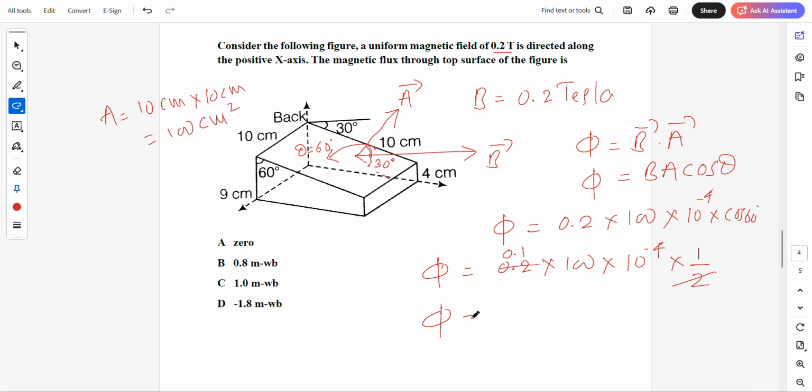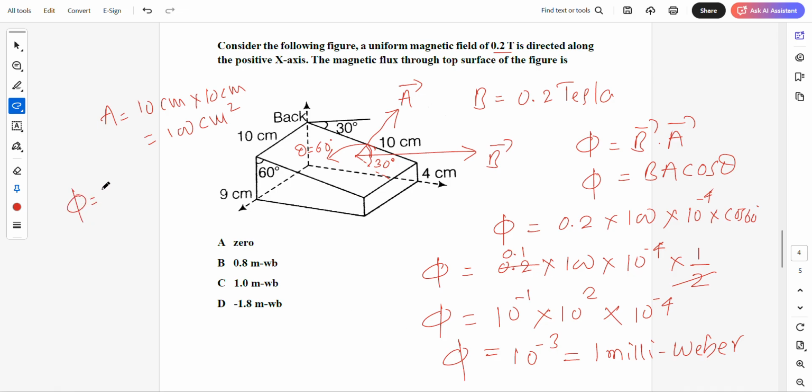It is 0.1. I can write phi is equal to 10 to the power of minus 1 into 10 to the power of 2, and again into 10 to the power of minus 4. 10 to the power of minus 3 I can write. 10 to the power of minus 3 is nothing but what? Milli. 1 into 10 to the power of minus 3 is 1 milli Weber. We know that phi is equal to 1 into 10 to the power of minus 3, that is 1 milli Weber. Milli Weber is the right answer. 1 milli Weber is the right answer.